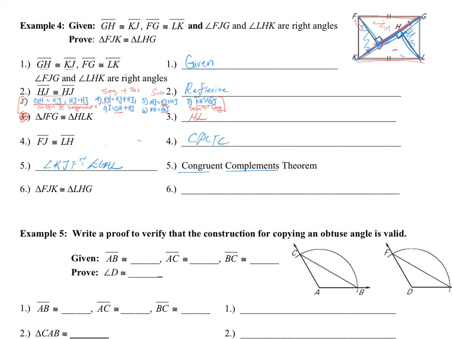So therefore, we can say triangle FJK is congruent to triangle LHG by side, angle, side congruence.